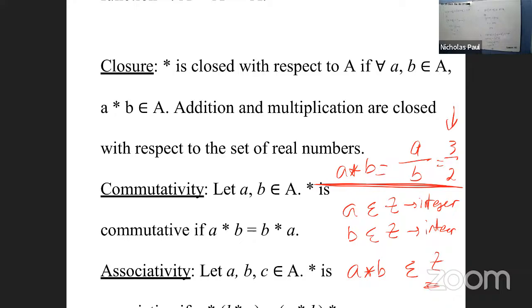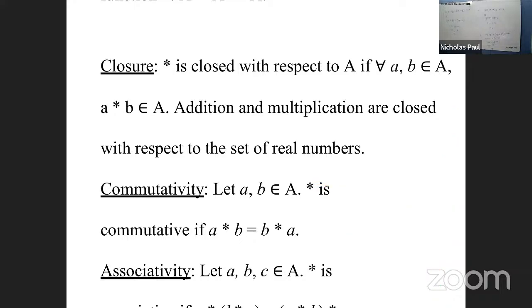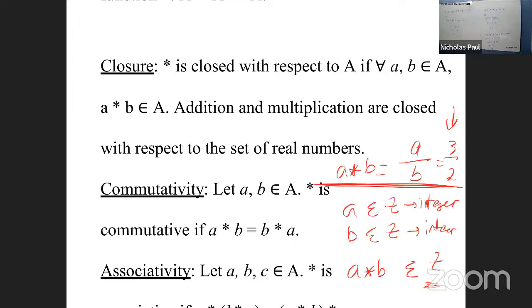Right, next one. Oh wait, sorry. Copy down the example there. Copy down the one on the board. A star B is equal to A on B. A is Z, B is Z, A star B doesn't belong to this.